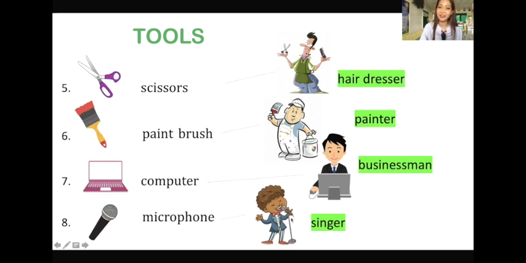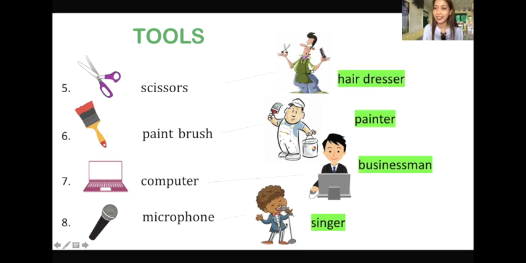And now let's have these pictures on the right side. So here we have a hairdresser. Hairdresser. So this is a hairdresser. Now let's have this one. Who is he? So as you can see, he is holding a paintbrush and he is a painter. Painter. That's right. Now let's have number seven. Who is he? He is a businessman. He is a businessman.